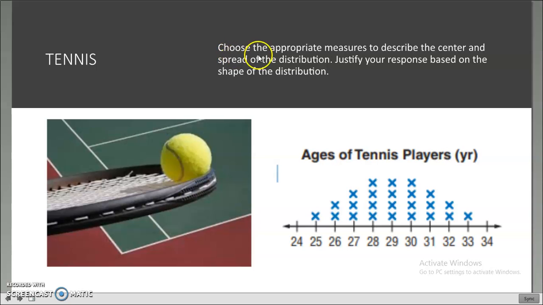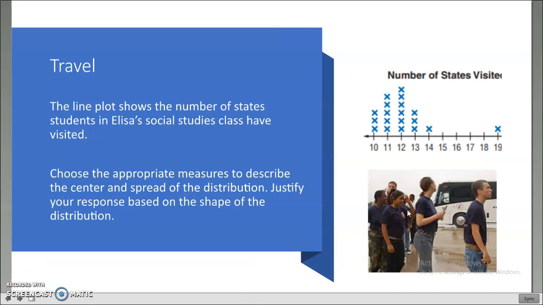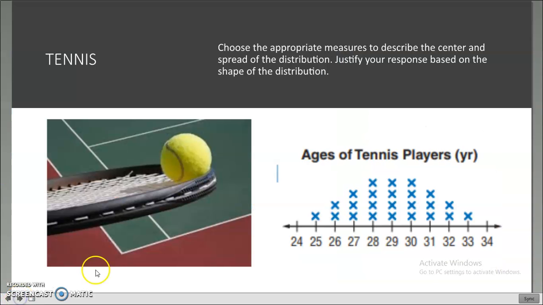Let's look at the next one. It says choose the appropriate measure. Because this data has an outlier, which one do we use? Well, when we have an outlier, we use the median and the interquartile range. And in the previous lesson, we showed you how to find the median and interquartile range by looking at a line plot or a dot plot, they're the same thing.